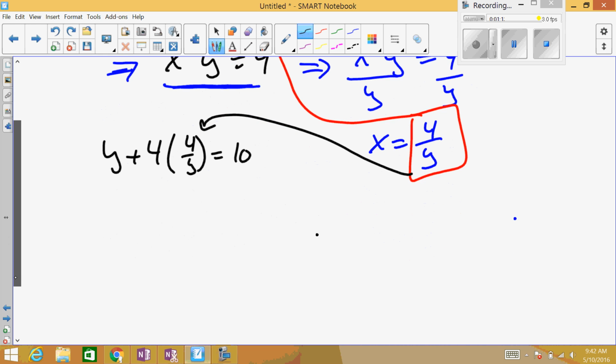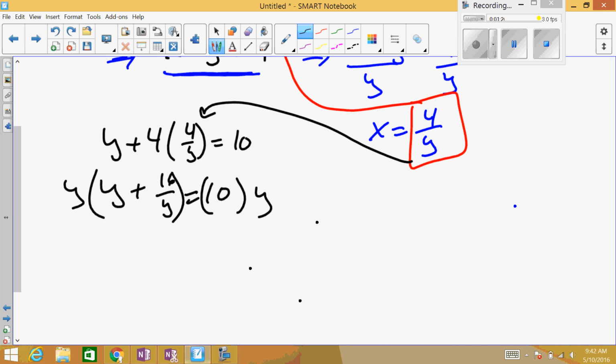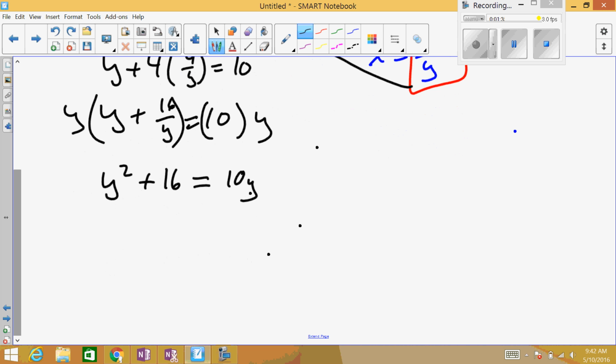Now I'm going to simplify, do some things with some distribution here, so I get y plus 16 over y equals 10, and I want to multiply both sides by y so that I can get rid of that denominator. y squared plus 16 equals 10y. And now I've got a quadratic, so I'm just going to go ahead and get this equal to 0.